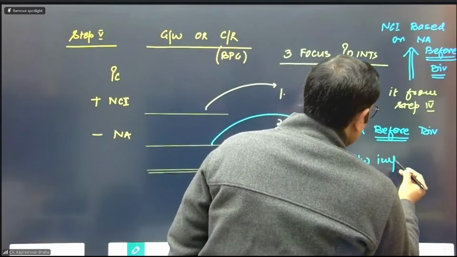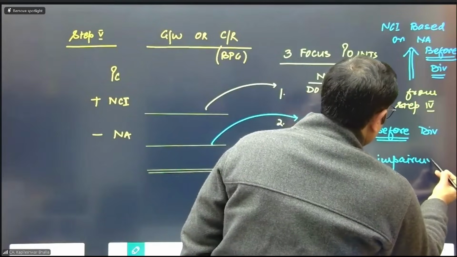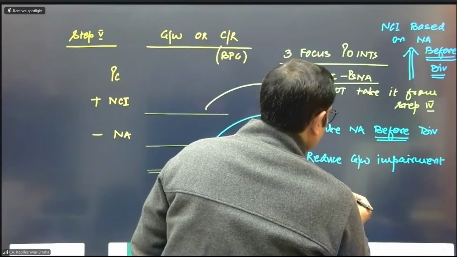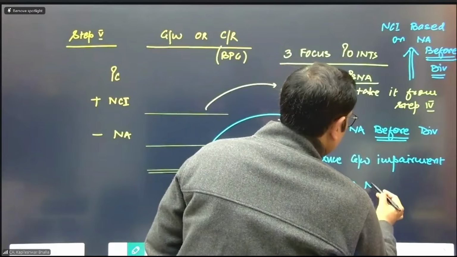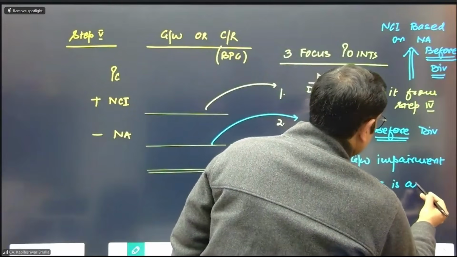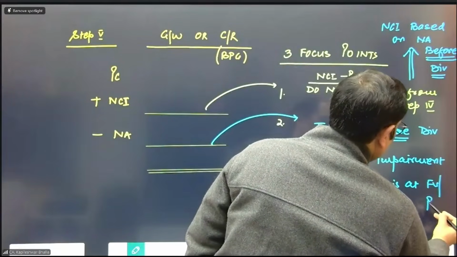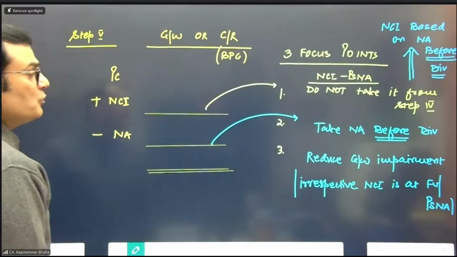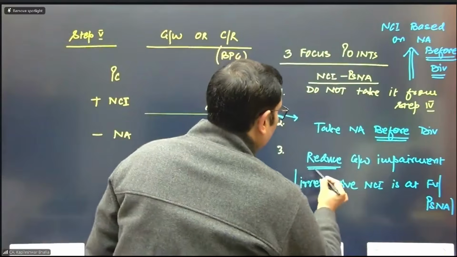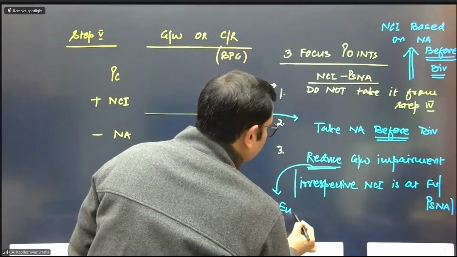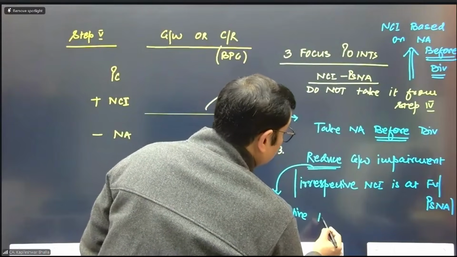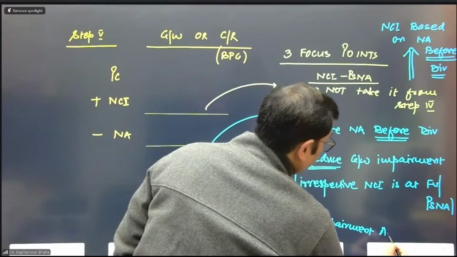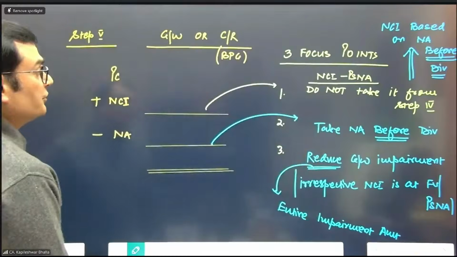We need to reduce the goodwill impairment in this case. And let's put it out here, irrespective of whether NCI is at fair value or at proportionate share, that would not make a difference. Because when we reduce the goodwill impairment out here, we reduce the entire impairment figure. So we reduce the entire impairment amount in this case, not the share.